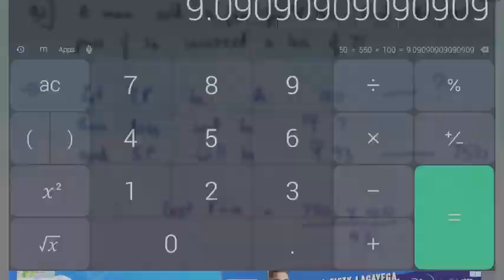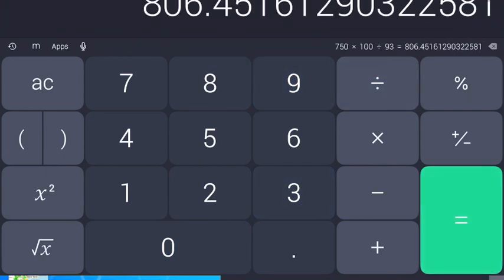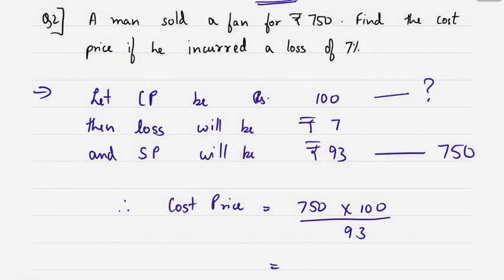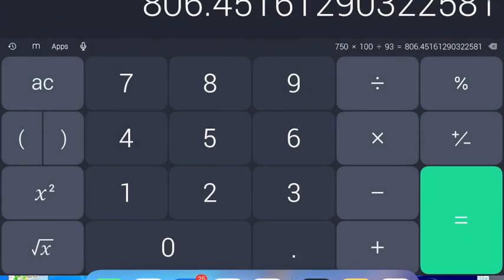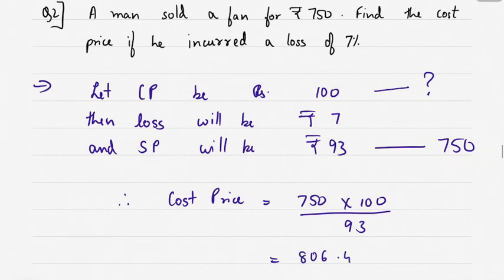750 multiplied by 100 divided by 93. It comes to 806.45. Sorry, 806 it was, not 106. So the cost price is rupees 806.45.